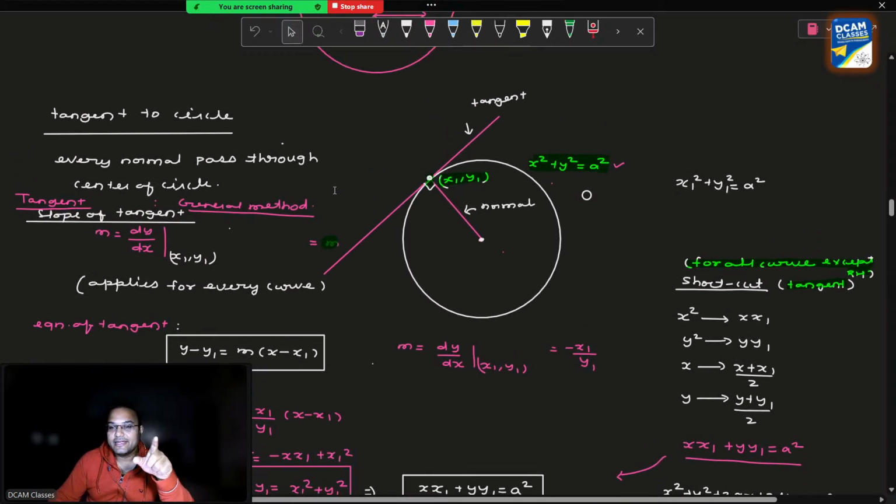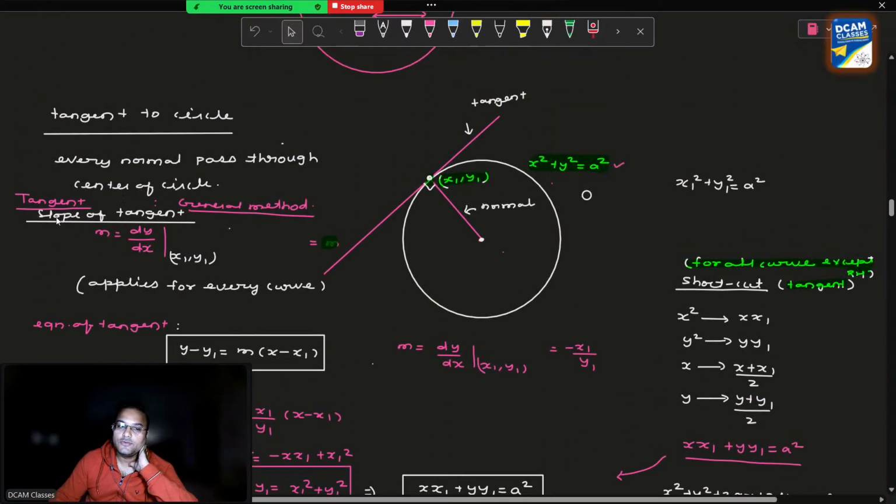See, the tangent to the circle works for the tangent to every curve. How do we do it? There are two methods. One is the basic method, which applies to all curves. The other is the shortcut method, which applies to every curve except the rectangular hyperbola. So what methods did I tell you?